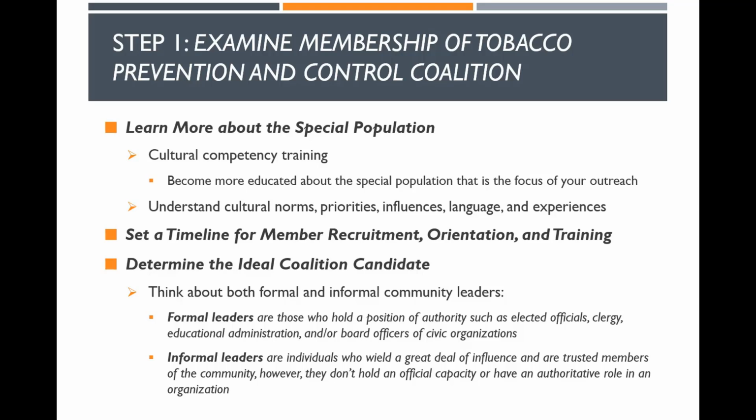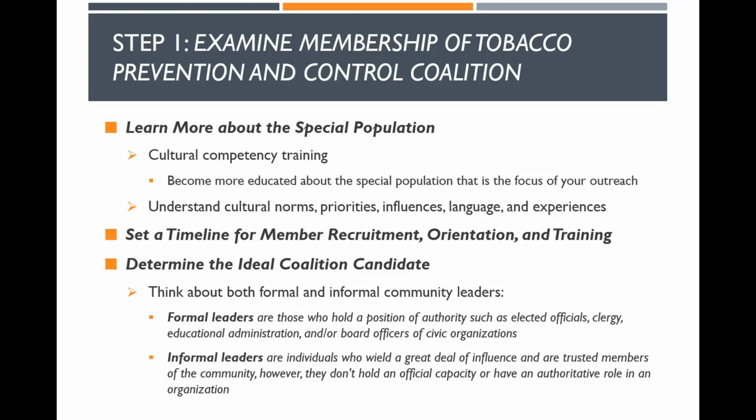You can start by learning more about the special population you are trying to reach. This can be done through several methods, such as talking with members of the community or even finding online resources. Through this process, you will want to learn about their cultural norms, priorities, influences, language, and experiences. Understanding these factors will help prepare current coalition members for recruitment and outreach to new members.